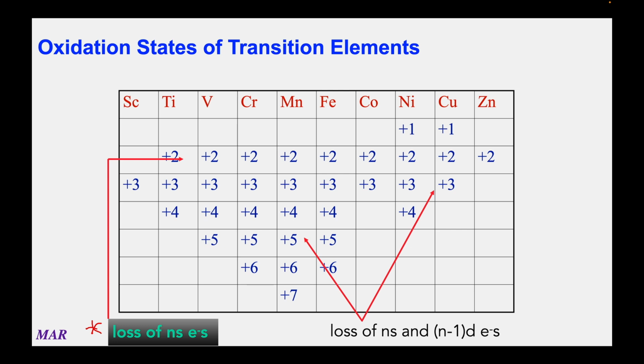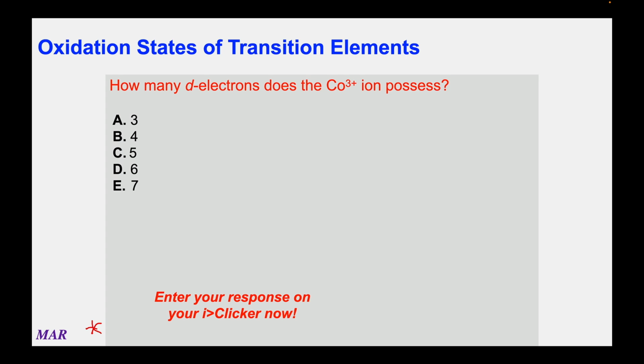So for these, it's really important. The 4 of 4s is higher than the 3 of 3d. 4s electrons out first, then you start taking away the 3d electrons. So back to the cobalt system. This time we have cobalt 3+, and we want to know how many d electrons this has. Now earlier we saw that cobalt was argon 4s2 3d7, all right? That's neutral cobalt. Now, cobalt 3+ means take away 3 electrons.